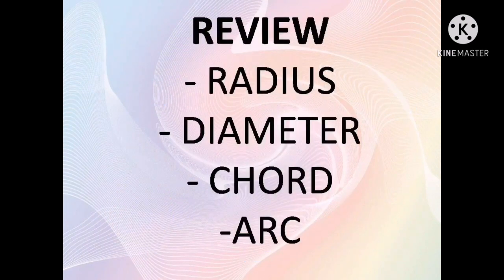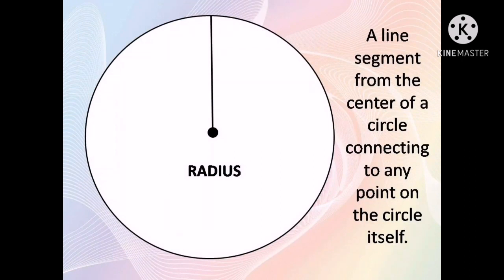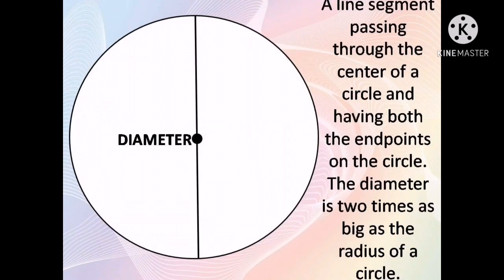Before we proceed to the topic of circles that we will discuss today, let's first have a review on some terms, namely radius, diameter, chord, and arc. A radius is a line segment from the center of a circle connecting to any point on the circle itself. A radius looks like this. A diameter, on the other hand, is a line segment passing through the center of a circle and having both the endpoints on the circle.